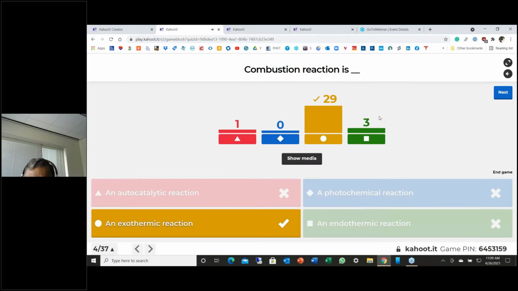Well, most of you got it right. Combustion is an exothermic reaction liberating heat, and that is why we are using combustion in fired heaters, where we are converting the chemical energy in the fuel to thermal energy. So whatever is stored in the fuel as chemical energy, that is released in form of thermal energy via combustion.